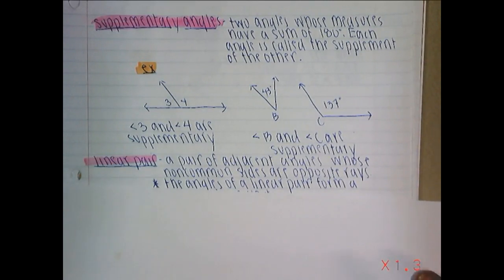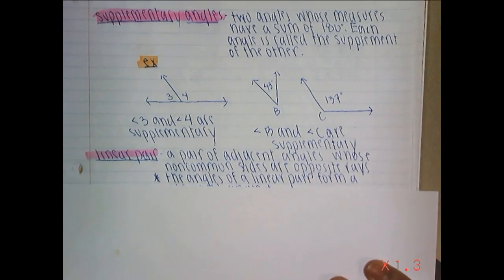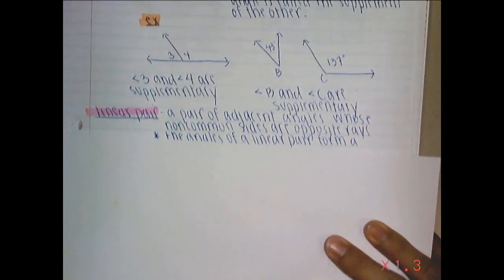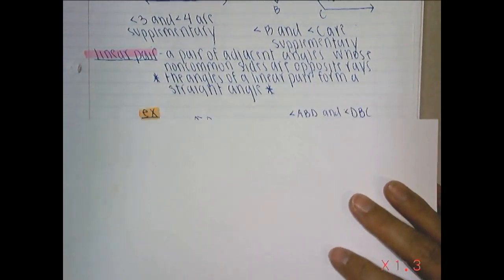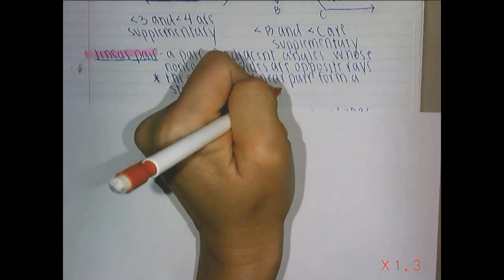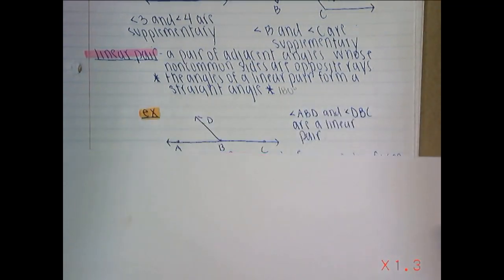Okay, and now to a linear pair. A linear pair is a pair of adjacent angles whose non-common sides are opposite rays. The angles of a linear pair form a straight angle, a straight line, 180 degrees. A linear pair, linear, think line. A line is 180 degrees.